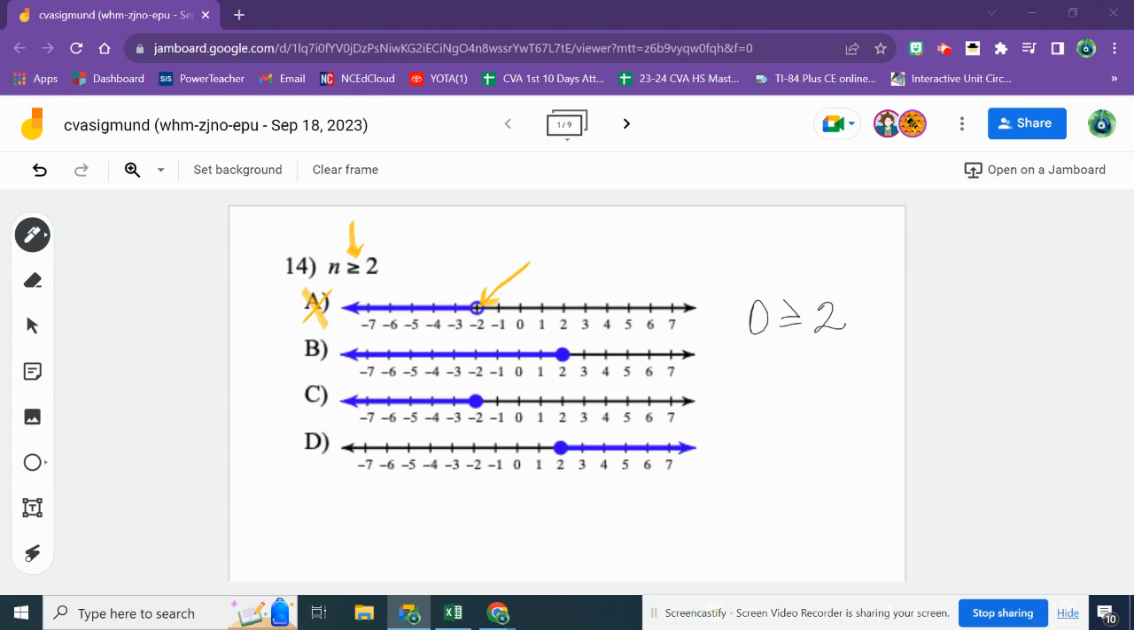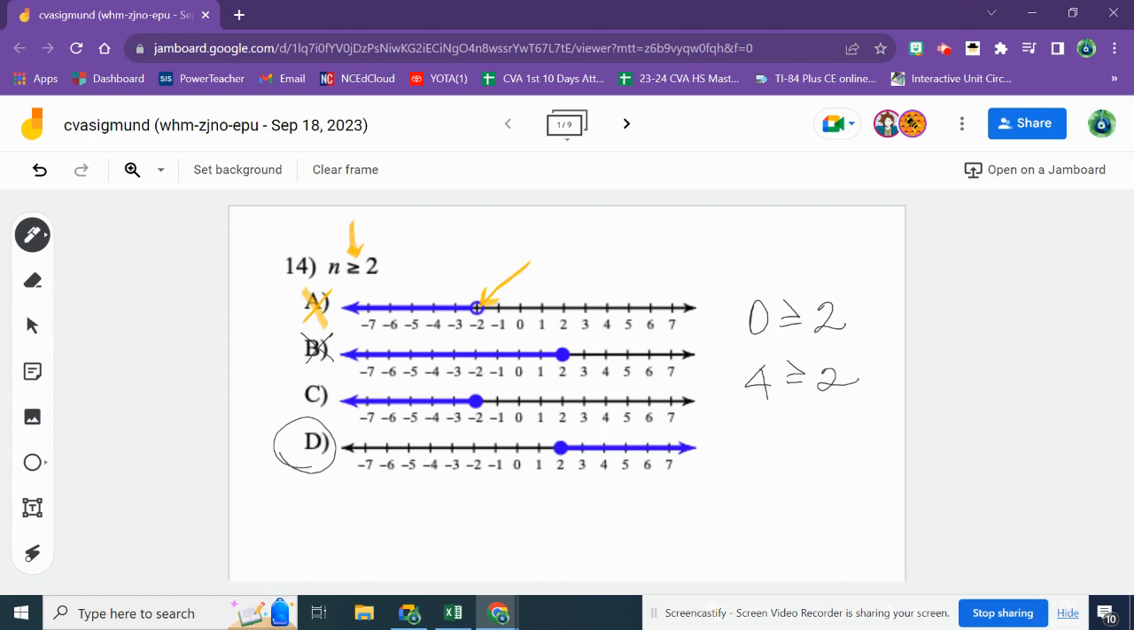It's less than, right? So anything that has 0 colored in, which would be B, because that's in that line, is now not an answer. So these two are both out. Now we just have to decide, is it going up or is it going down? So let's try positive 4. Is 4 greater than or equal to 2? Yes, right? So that's a good one.